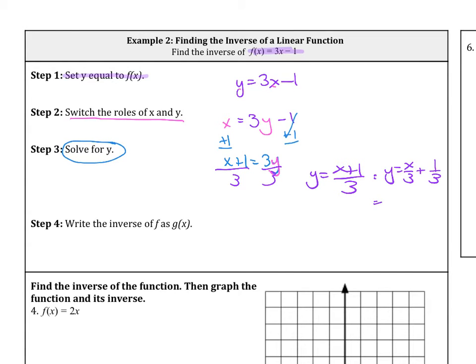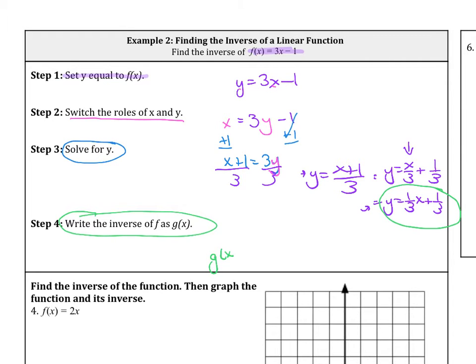And then let's rewrite this one here so it looks like slope. So y equals 1 over 3 times x plus a third. So you can either leave it here or here. Now you may want to put it in this form because when you graph, it's a little nicer to see the slope. So now the last thing you need to do is write the inverse of f as g of x. So that's how you show you have an inverse.